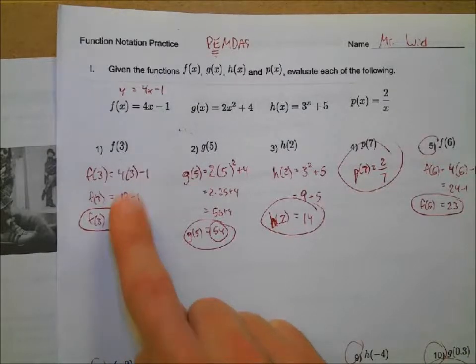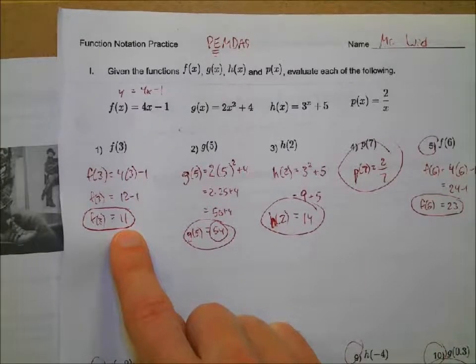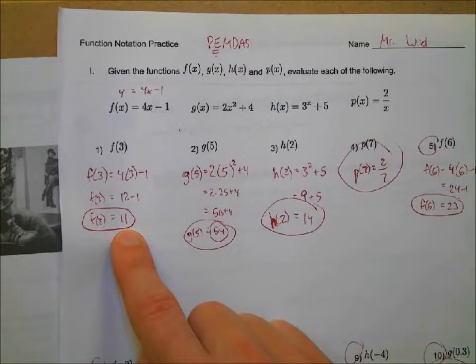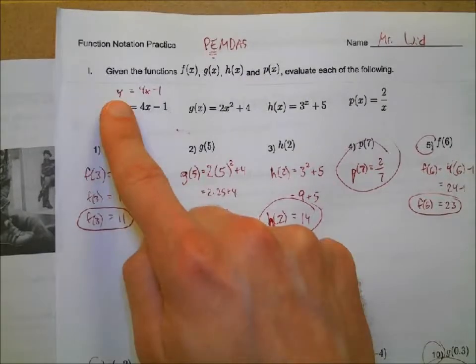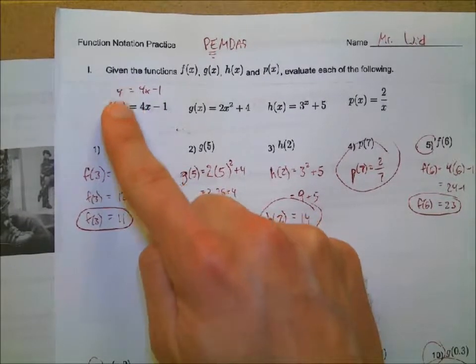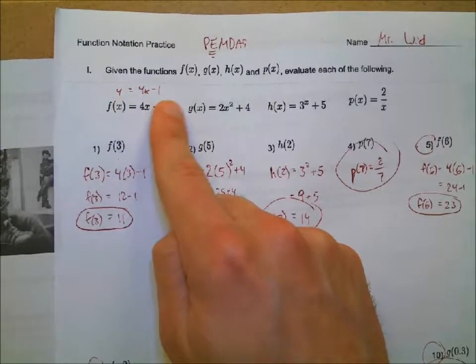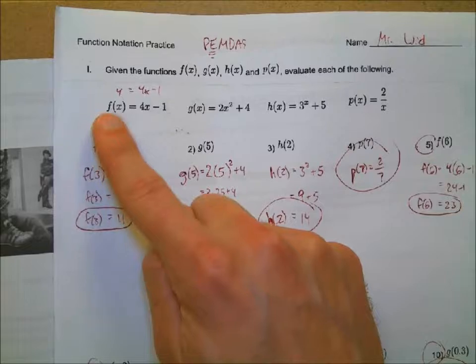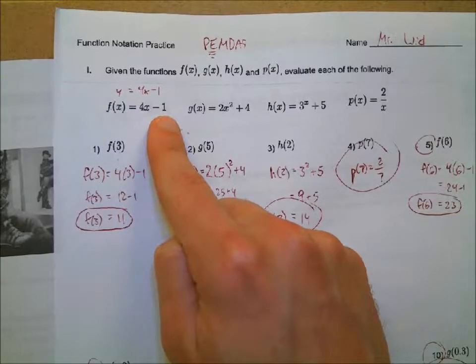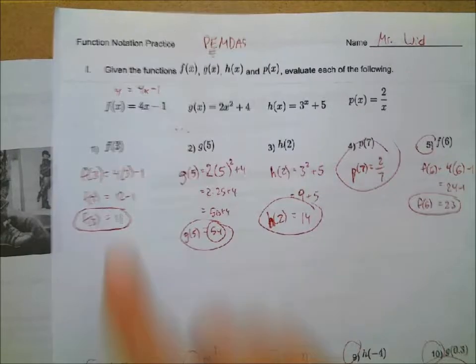3 is like the x. So when we evaluate, 11 is like the y value. It's a matching y value, right? Remember that functions are the same as y equals. They kind of are in the same place. Y equals 4x minus 1 is very similar to f of x equals 4x minus 1. They kind of are saying the same thing. The value of the function is a y value.